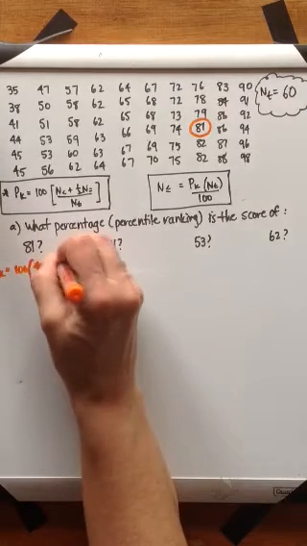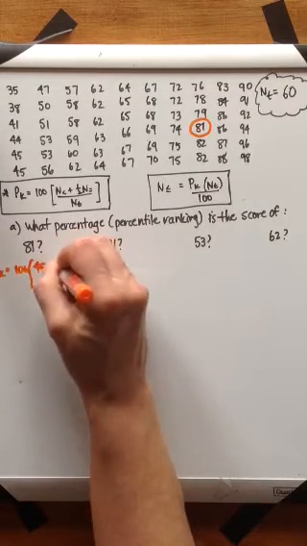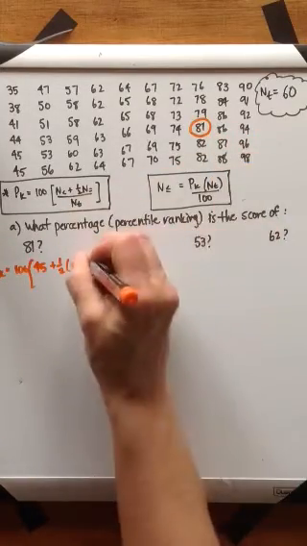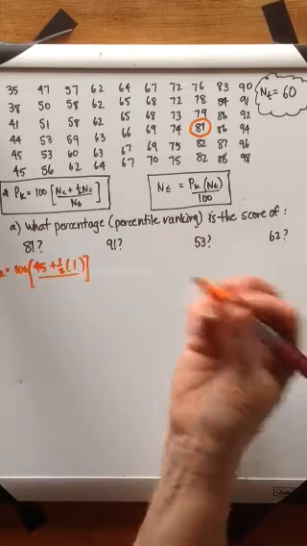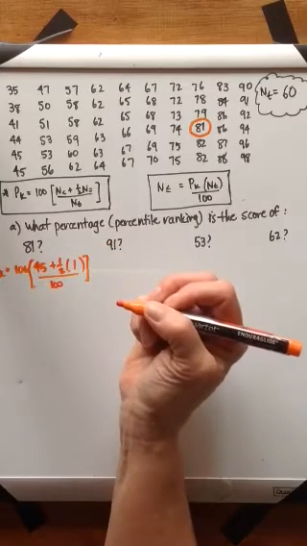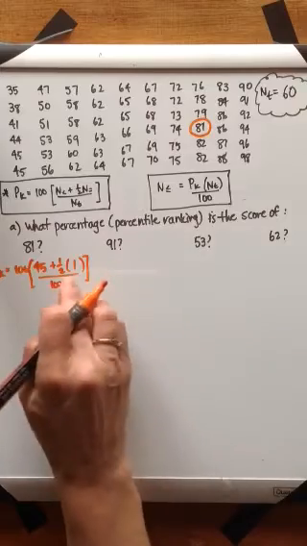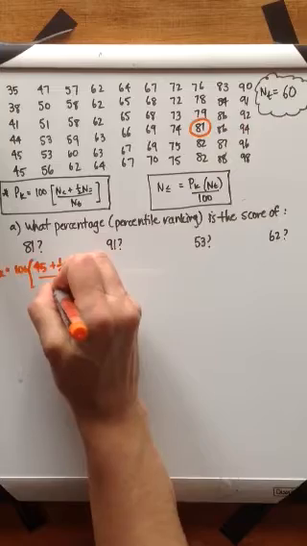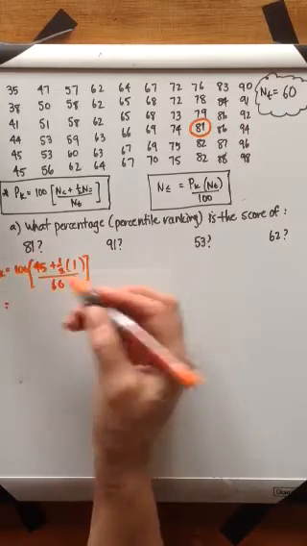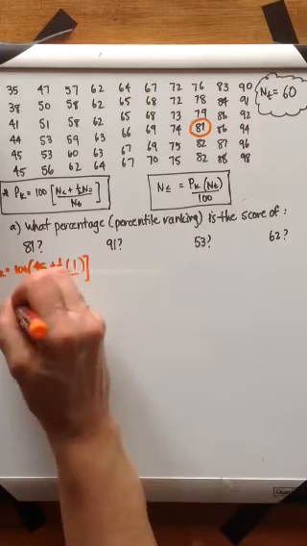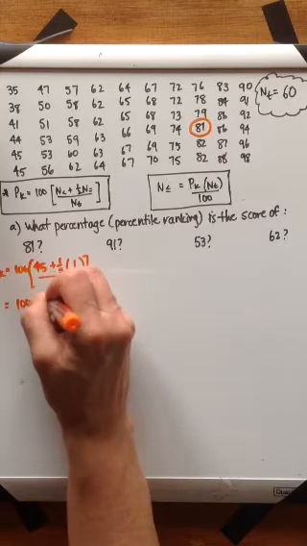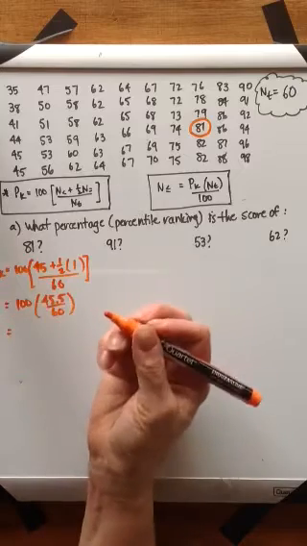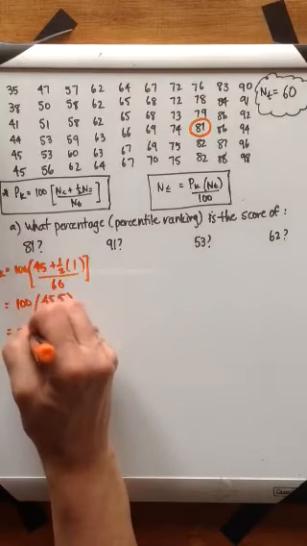Plus a half times how many data points are equal to the value of 81. Well, there is only 1, so we can put a 1 in here, and then we can divide by the total number of data points, which is 60. So if we do 100 times 45 and a half, out of 60, we get a PK value of 75.8.